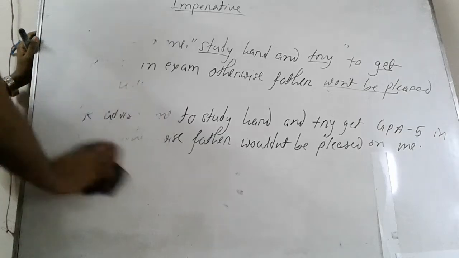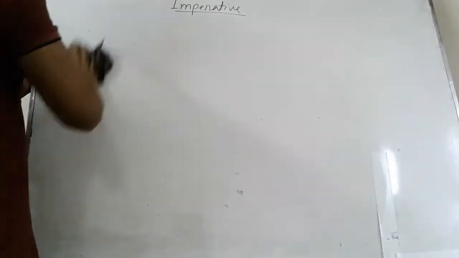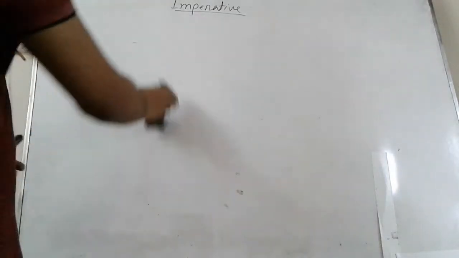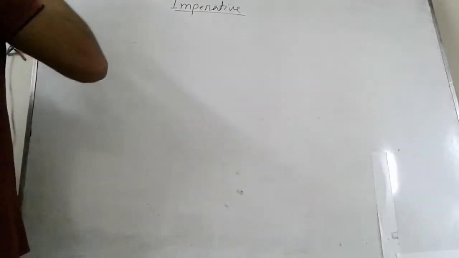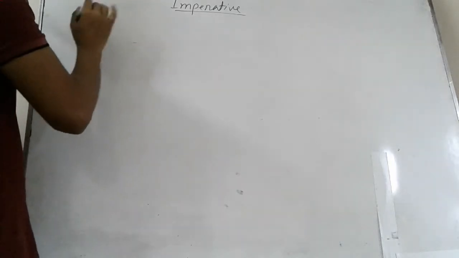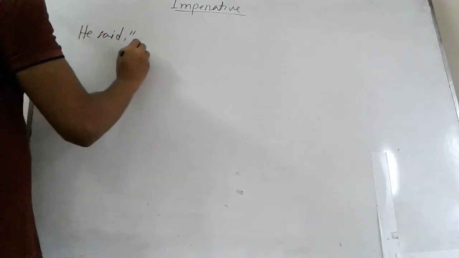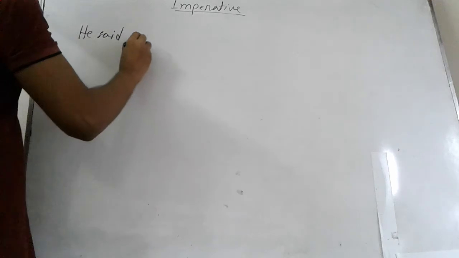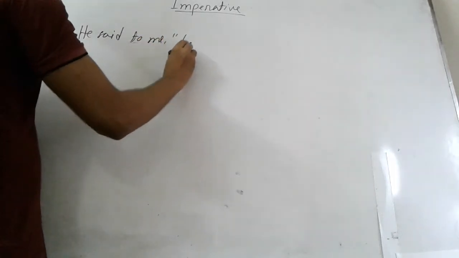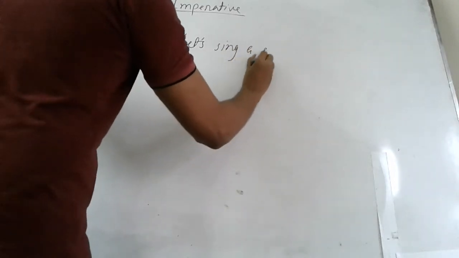So actually that's all about imperative sentence, but we also have an exception we have to learn, and the exception is about let's or let us. Let us, and its short form is let's. So if the imperative sentence starts with let's, then what to do actually? So let's take an example first. He said to me, let's sing a song.